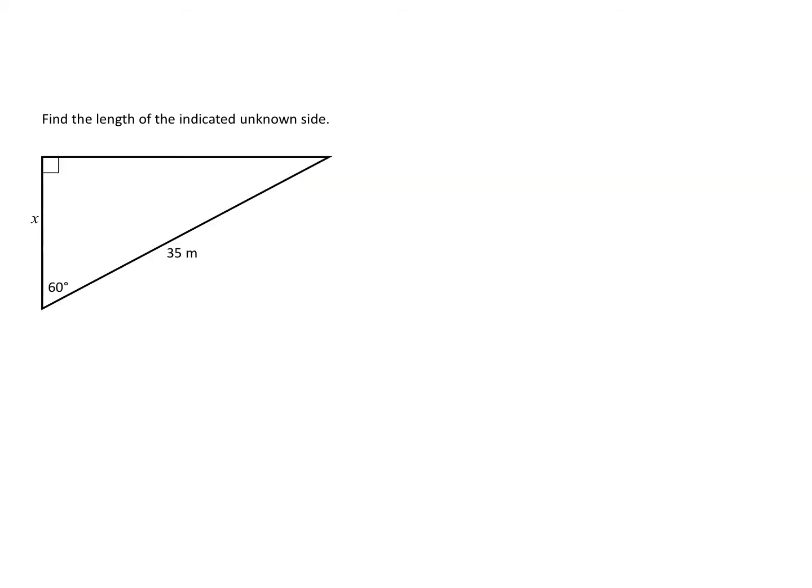Here, we want to find the length of x, and we can use trig to do this. Now remember trig, you have SOH CAH TOA. Sine is equal to opposite over hypotenuse. Cosine is equal to adjacent over hypotenuse, and tan is equal to opposite over adjacent.